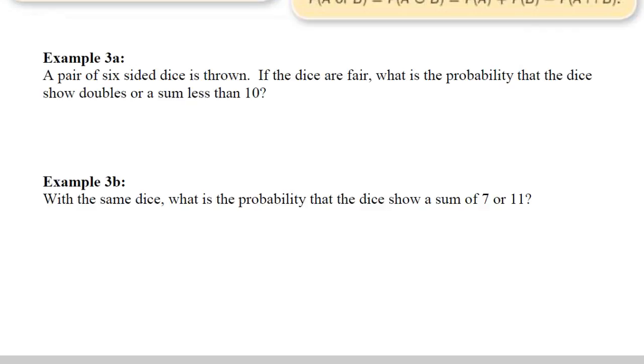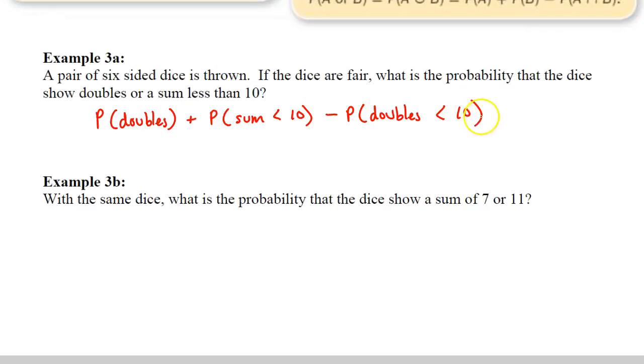So here's how we're going to set this up. Here's what we're going to do. We're going to find the probability of getting doubles. We're going to find the probability of having a sum less than 10. And then we're going to subtract the doubles that are less than 10 because we've counted those twice.